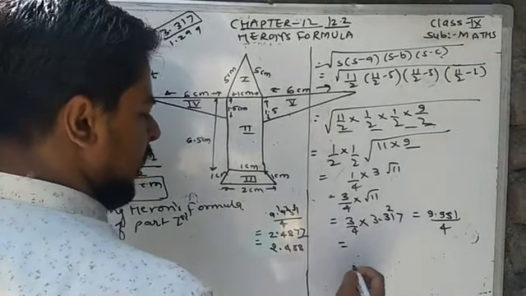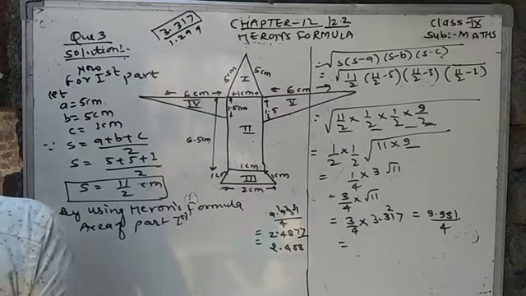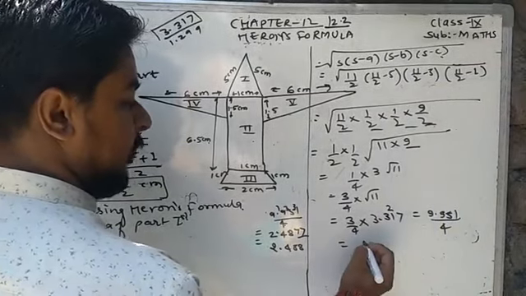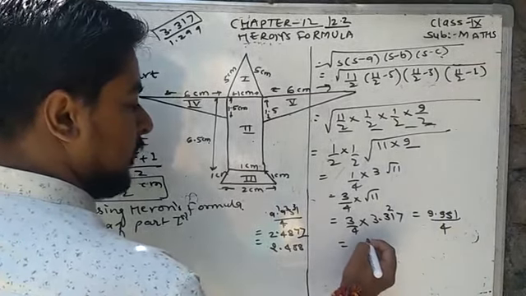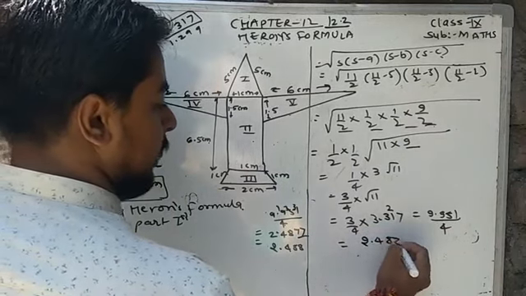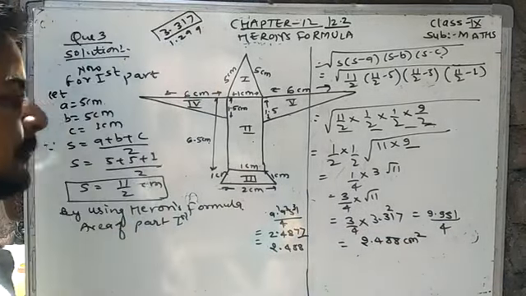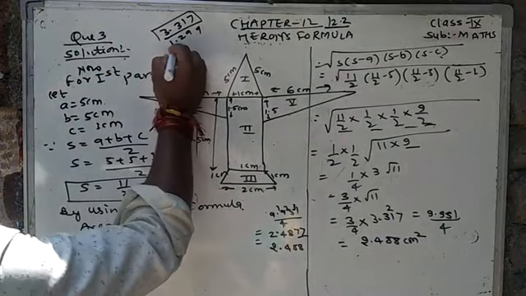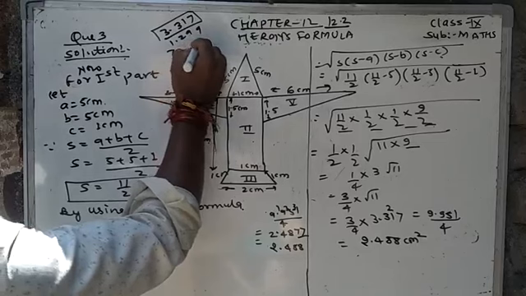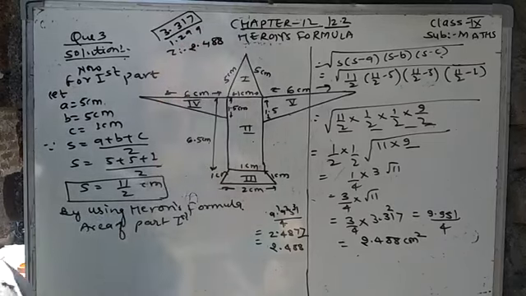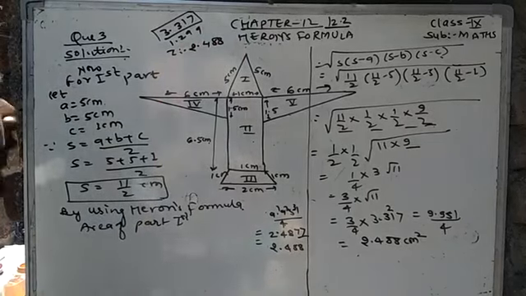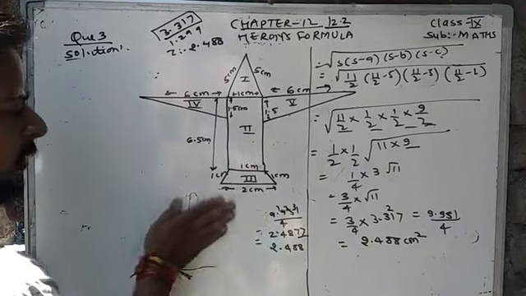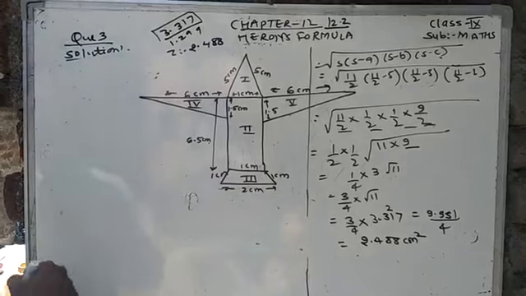So if we divide 9.951 by 4, what is the answer? It is 2.488 centimeter square. It is the area of the first part. So we will write here, first part area is 2.488 centimeter square. Now we will come to the second part.